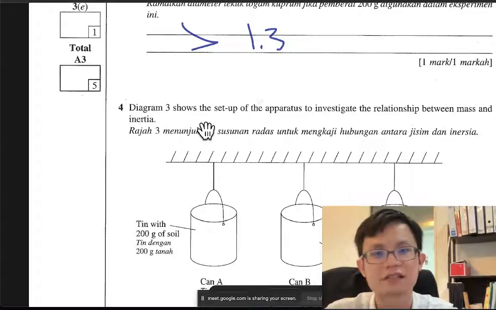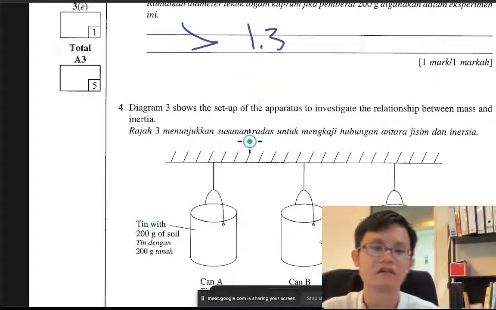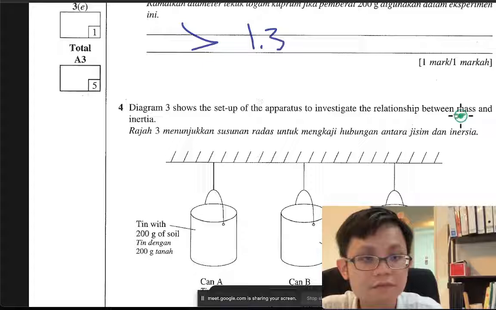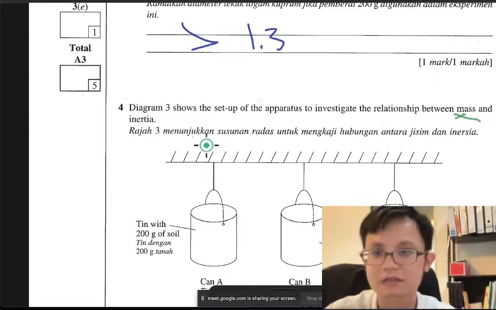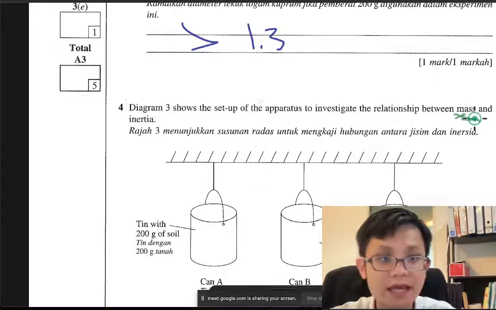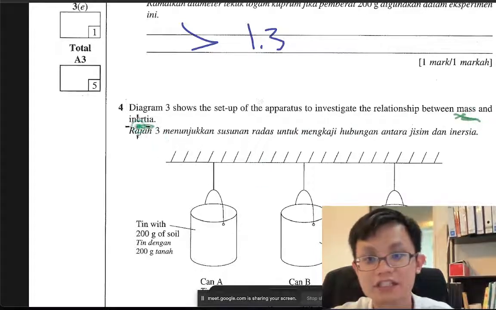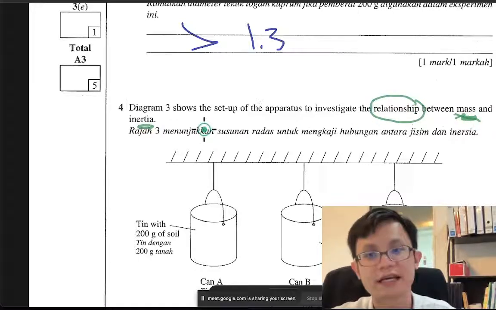Diagram 3 shows a set of operators to investigate the relationship between mass and inertia. I like to highlight so that it eventually helps us to understand. I also always encourage students to highlight. So there is a relationship between mass and inertia.